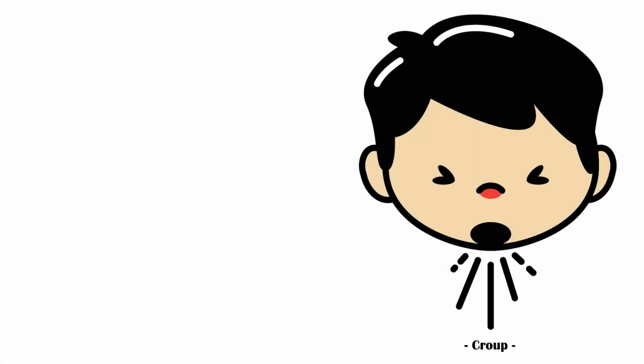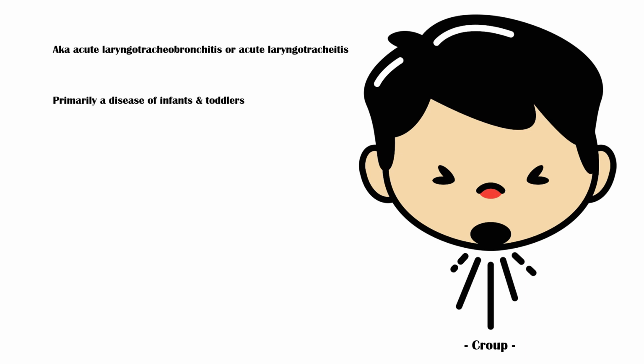Croup, also known as acute laryngotracheobronchitis or laryngotracheitis, is a common respiratory disorder and is primarily a disease of infants and toddlers. It is characterized by a seal-like barking cough, hoarse voice or cry, and acute stridor.